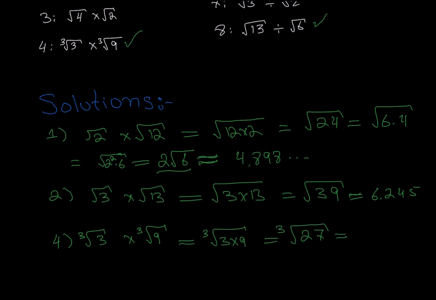And we can further simplify that. We can do 3 times 3 is 9, 9 times 3 is 27. So it will be 3 to the power 3, and the cube root of 3 cubed is 3. So this will cancel out, and the answer will be 3 only.